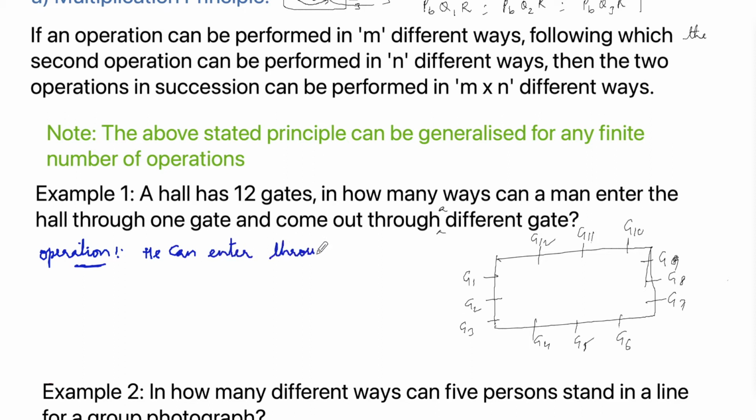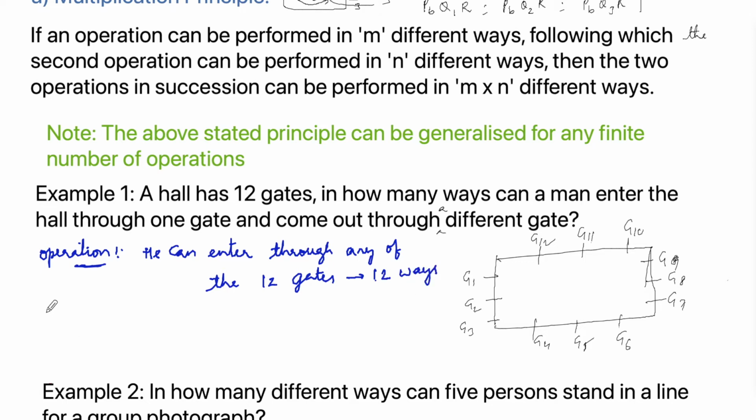So he can enter through any of the 12 gates, G1, G2 and so on up to G12. So how many ways here? 12 ways.